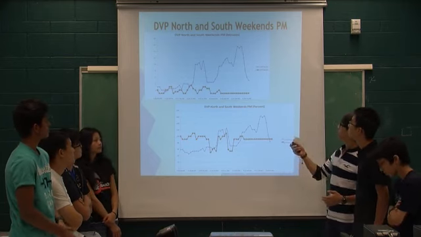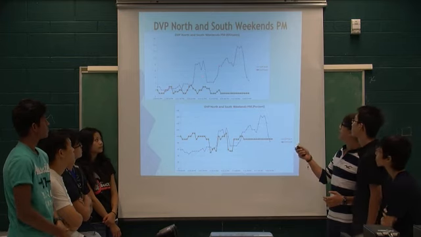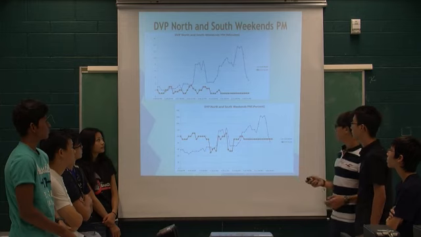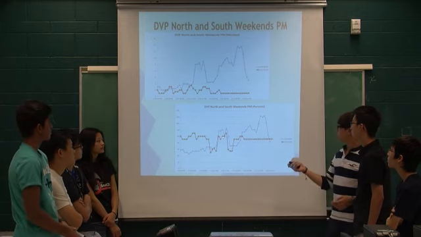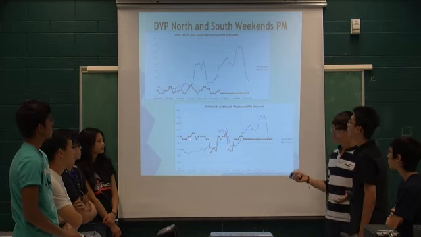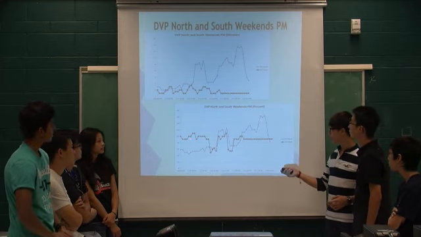And as you can see here, the north is a lot higher because, well, it's a weekend. No one's really going into the downtown area. And as you can see by the percentages in the bottom graph, it normally stays at 100, meaning there's no delay, if not even less delay.